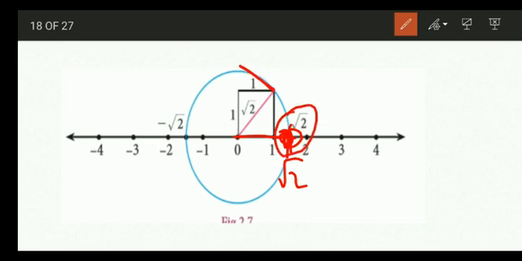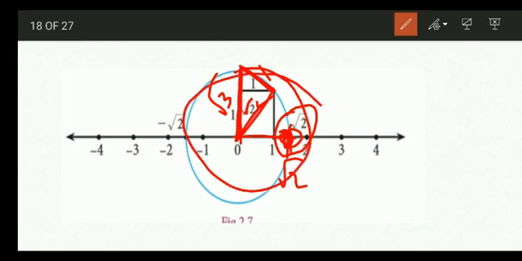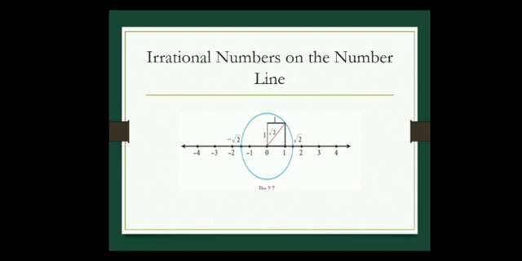Again draw one unit perpendicular to the line from this point. You will again get a right angle triangle. This length is root 2 and this is 1, so by Pythagoras theorem you will get root 3. Now measure this distance in your compass and draw a circle, and then you will get root 3. If we continue like that, we will get root 3, root 4, root 5 on the number line. Now we will see a small video to get a square root spiral. See the video.